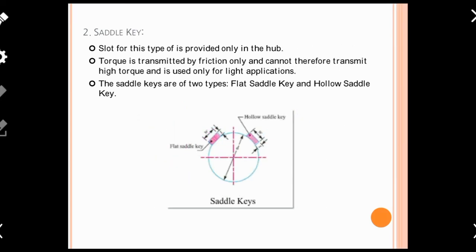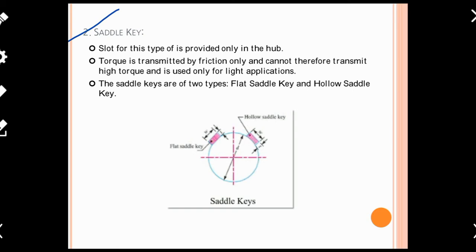Then after that, one more type of key, that is the saddle key. In the previous case we have seen the sunk key and its types. Now it's time to have a little bit of discussion on the saddle key. Generally, if we are talking about the assembling of its shaft with the hub, then it's very simple. Only slots are cut in the rotating member's hub in case you are using a saddle key.